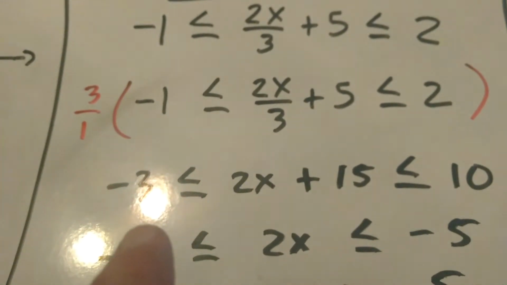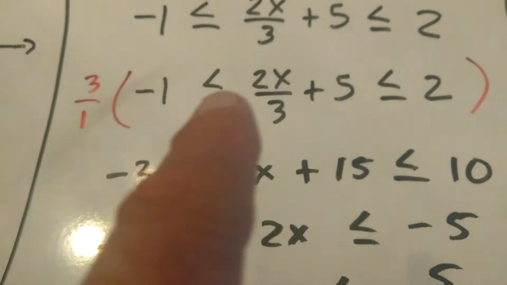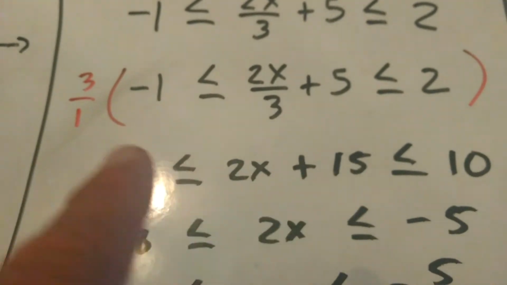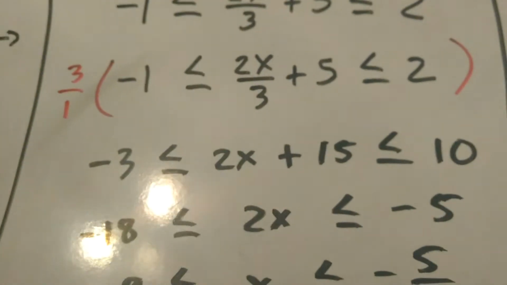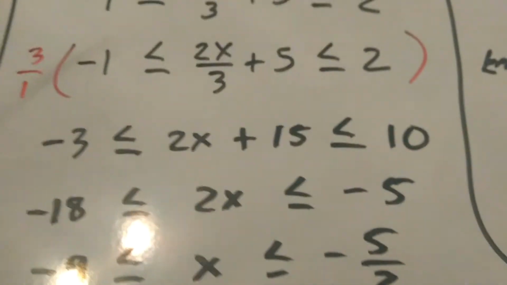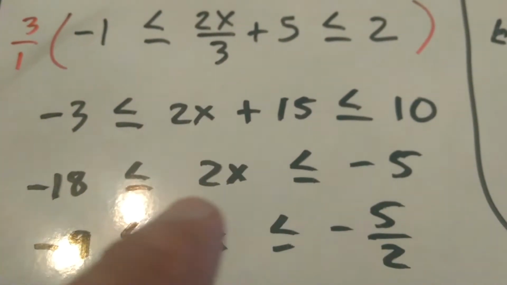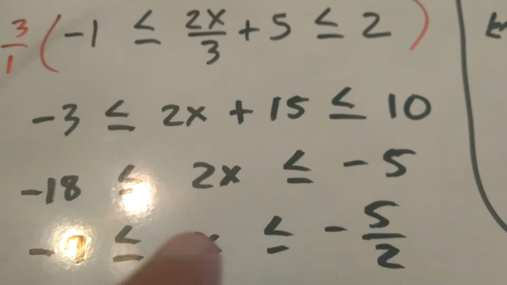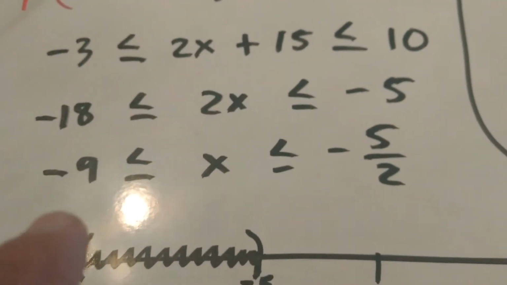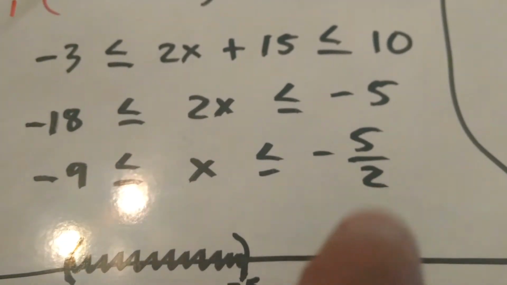So 3 times negative 1 is negative 3. 3 times the 2x over 3 is 2x. 3 times the 5 is 15. 3 times the 2 is 10. Now I'm in two-step form, and I can solve it. I'm going to subtract 15 from both sides, so I get the negative 18 and negative 5. Then I'm going to divide by 2, and I get negative 9, negative 5 halves.